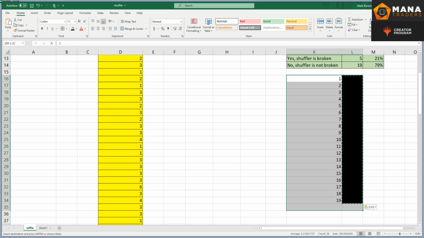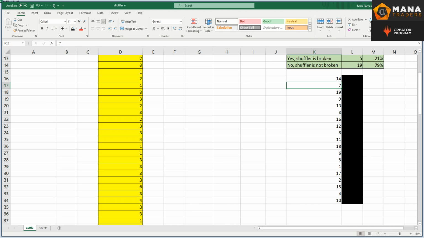So now we will order these according to column L from largest to smallest. So the top 3 will be our winners. All right, so the winners are number 14, number 7, and number 19.